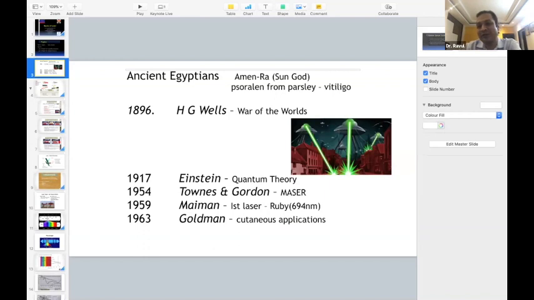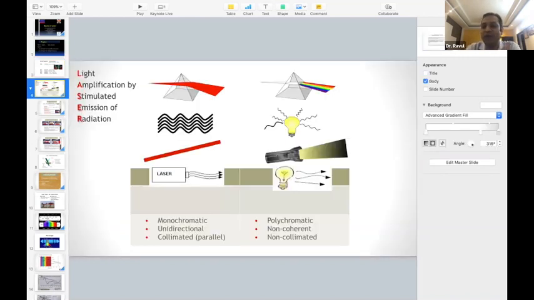You'll be very surprised to know that lasers started in Egypt. Egyptians were one of the first, it has been reported, to use lasers, in the treatment of vitiligo. After that, a lot of people have been trying to use the laser in different indications. So what is laser?